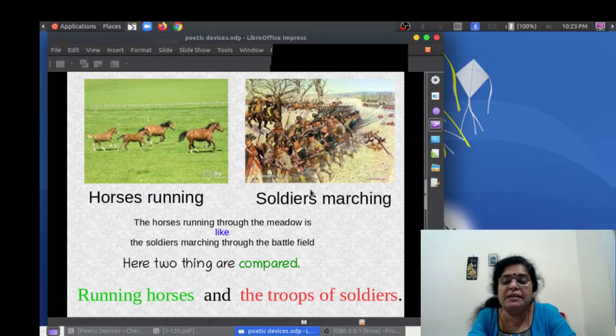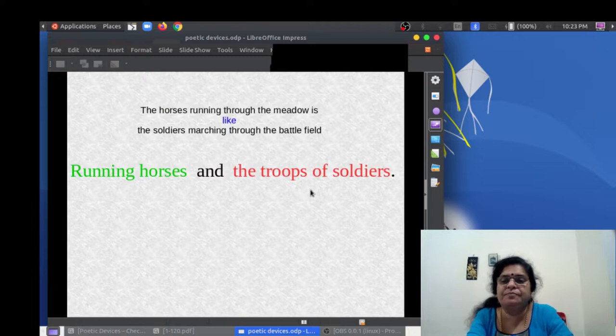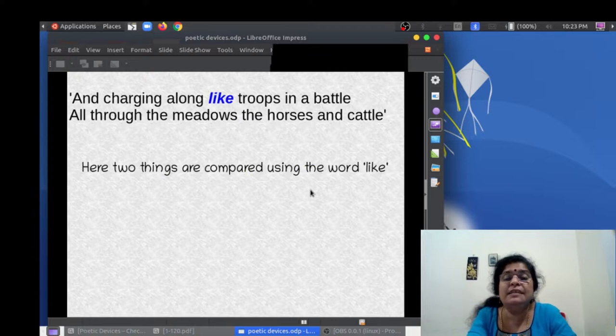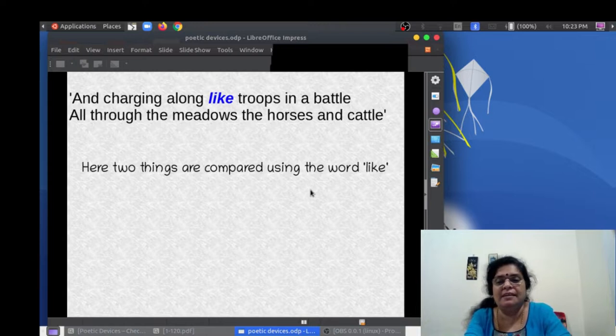What are the two things compared here? The running houses and the troops of soldiers, and the moving train. Which word is used here to compare these two things? Like. And charging along like troops in a battle, all through the meadows, the houses and cattle. Okay.